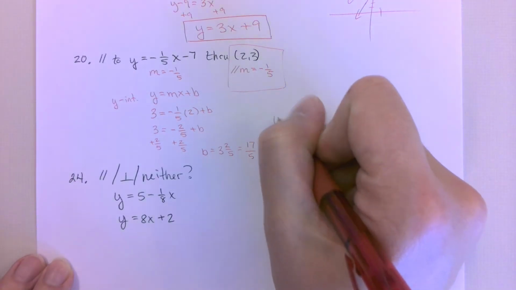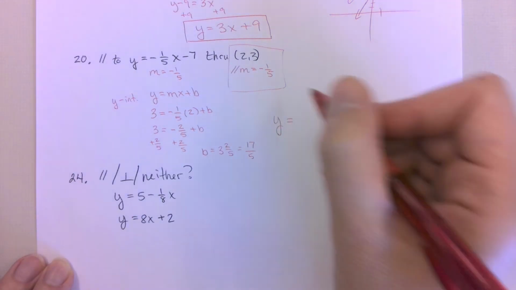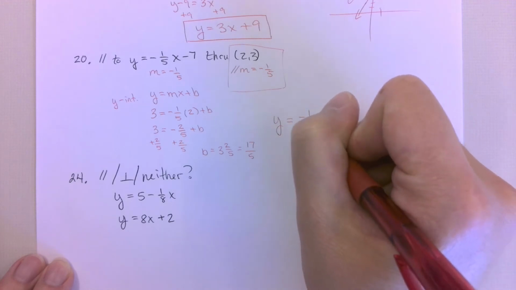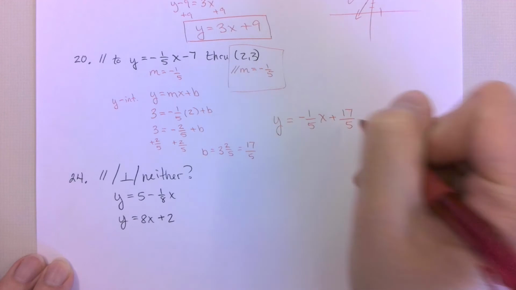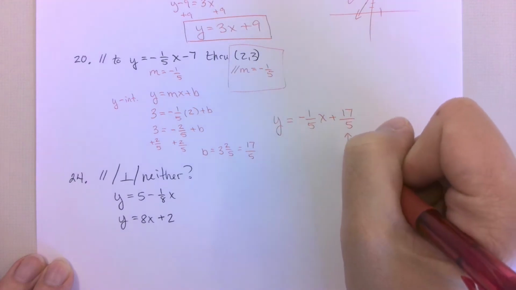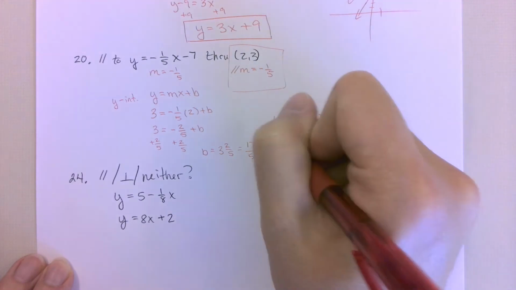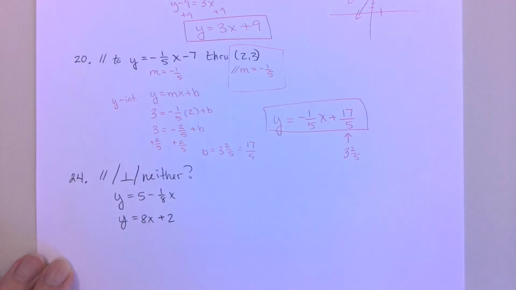So my equation would be y equals a slope of negative 1/5 times x plus 17/5. Or you might have this written as 3 2/5. And that is your answer.